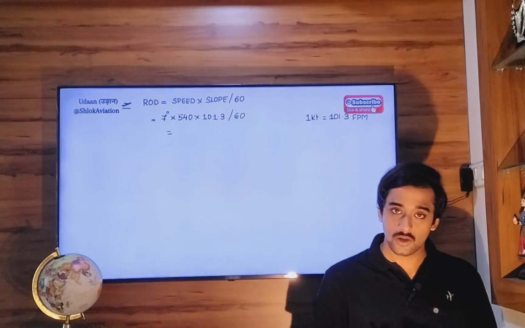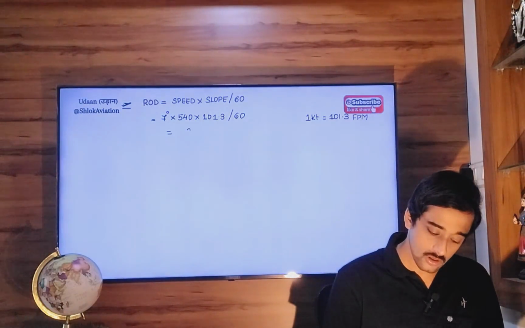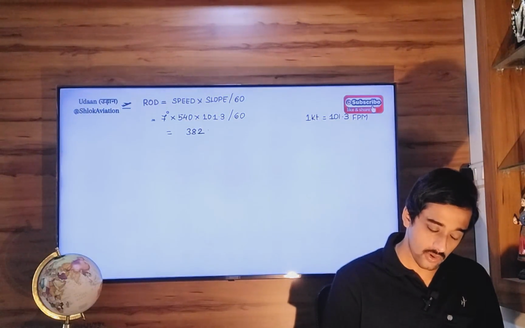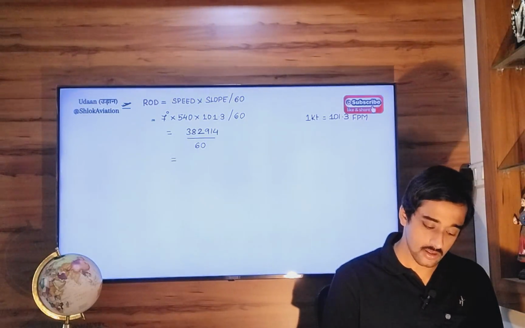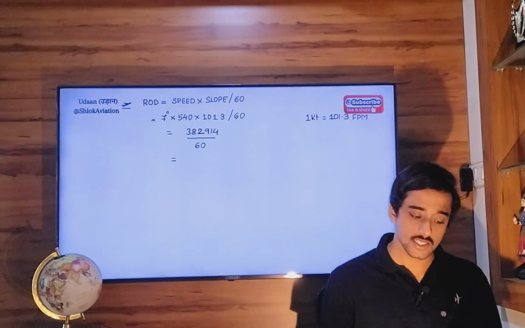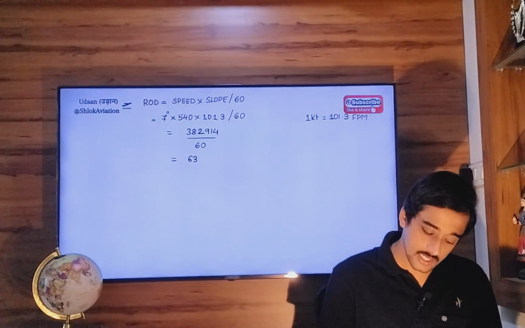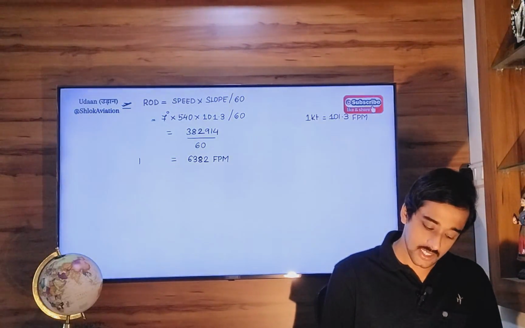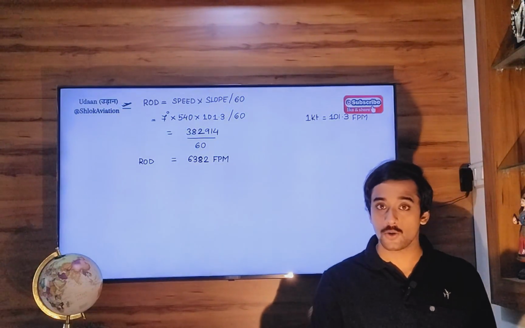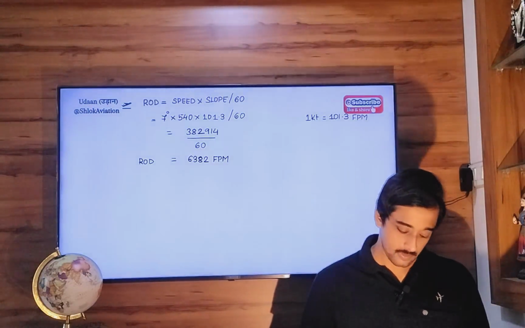So 7 into 540 into 101.3, that is 382,914, divided by 60 is 6381.9, or approximately 6382 feet per minute. So the rate of descent is 6382 feet per minute. So select that option which is closest to this value.